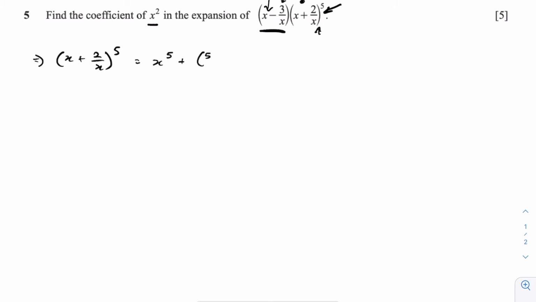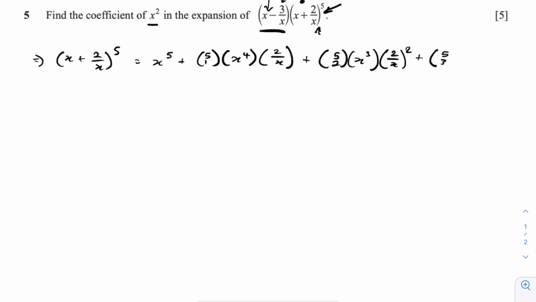Plus 5 choose 1 times x to the power of 4, decrease it by 1, times 2 over x. We'll simplify it later. Plus 5 choose 2 times x to the power of 3 times 2 over x squared. And then we'll add one more term just for good measure.